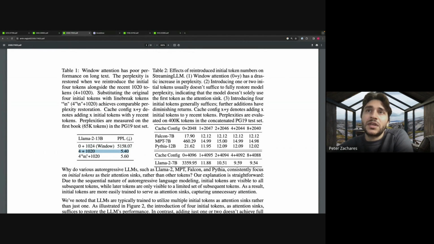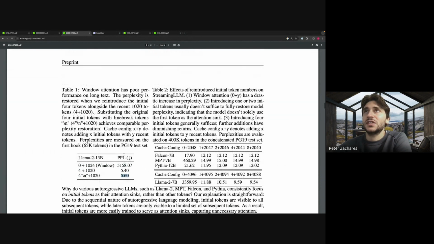Then what they do instead is they take the first four tokens and replace them with a newline character, a slash n. They're completely replacing them and you get the same perplexity. That shows it's not the semantic importance of those first four tokens that leads to this increase in performance when you include them. It's just that they're there. So the model is treating those first four tokens a lot differently than any of the other tokens in the sequence, and the way it treats them is what they call an attention sink.